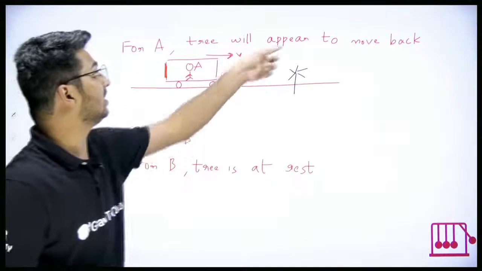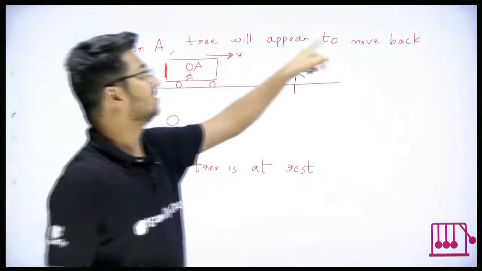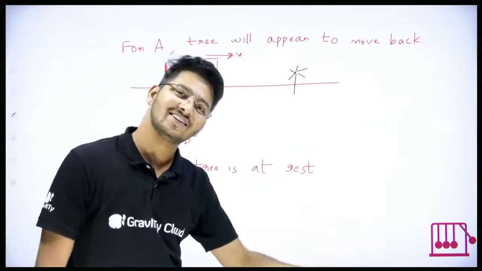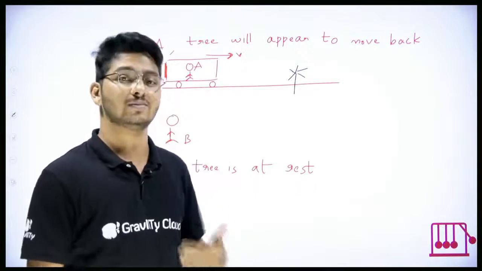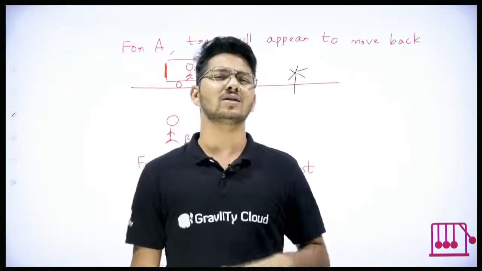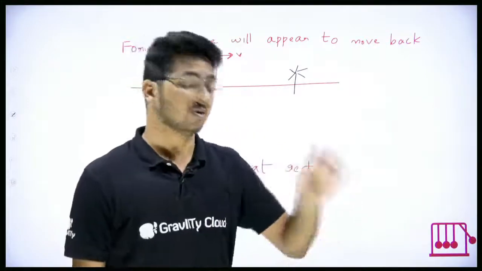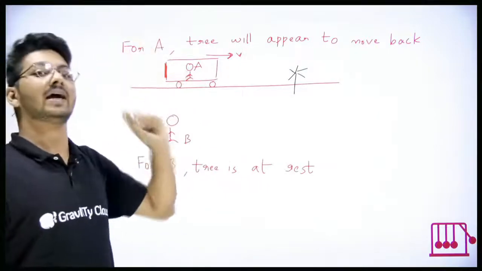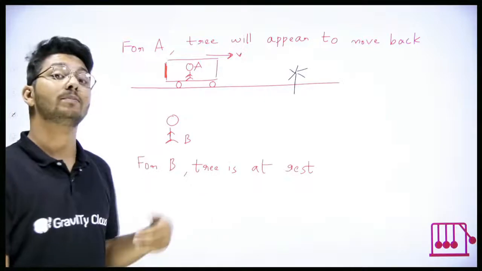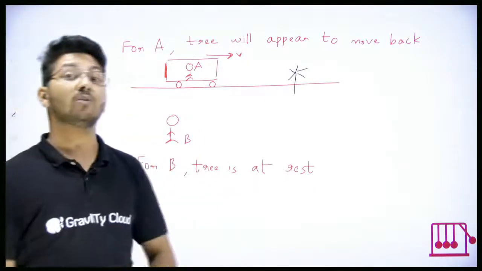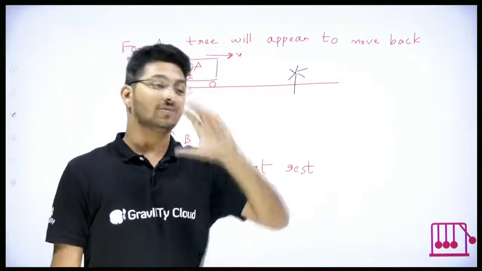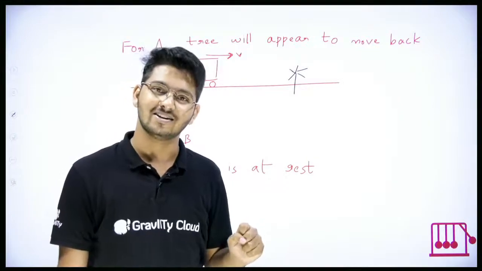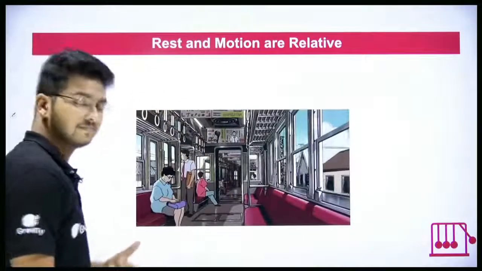And you see that the same tree is moving back for A but is at rest for B. The same tree. Magic? No. It just means that motion is relative. What does relative mean? Motion depends on who is watching, who is observing. In the first case A is observing, in the other case B is observing. So what is different here? The observers are different. The one who is watching is different. Clear?